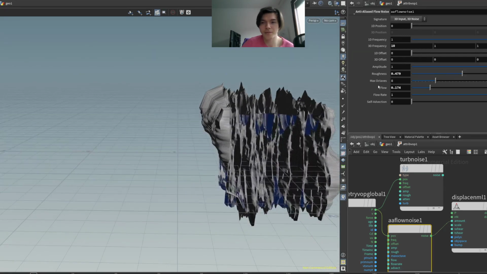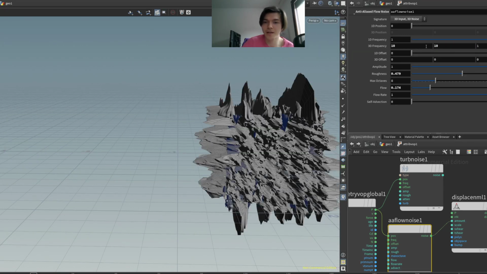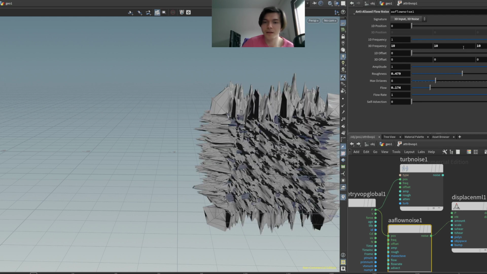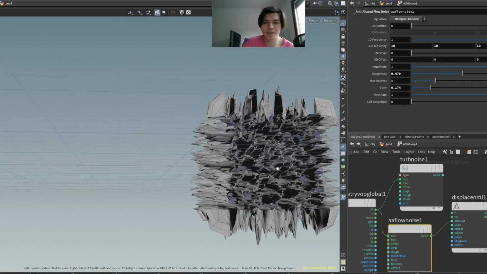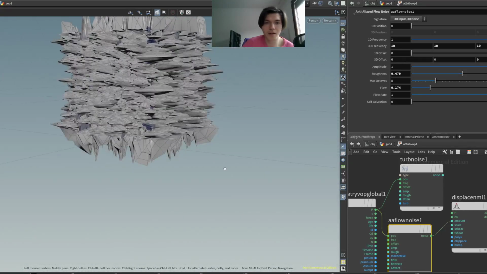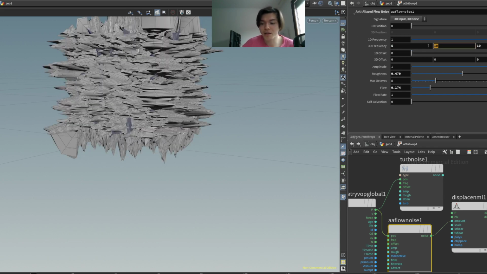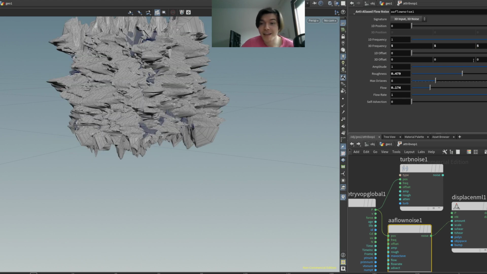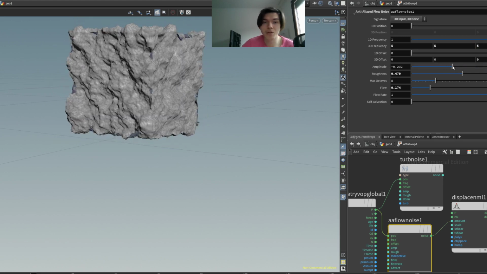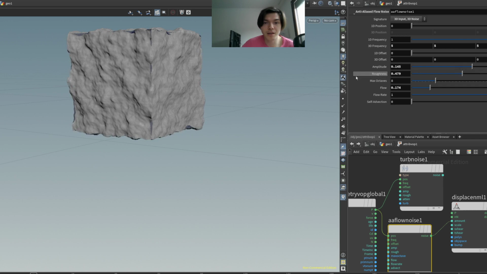Okay, I see. So what if I do 10, 10, 10? Everything is all right, yeah. Then I create something like this, which I think is actually quite okay. Maybe just a bit too much for my taste. It might actually also have something to do with the amplitude, yes.